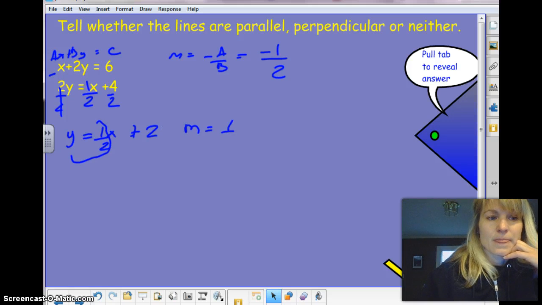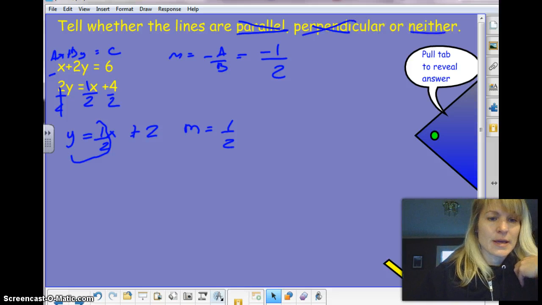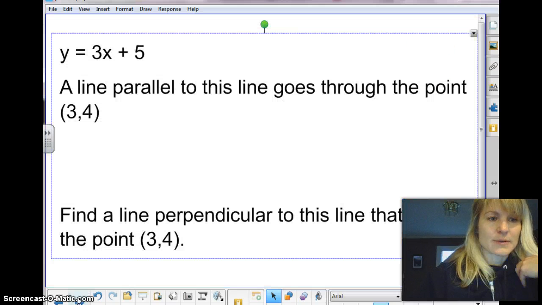So here I have a slope of a negative 1/2. Here I have a slope of a half. They're not the same, therefore they're not perpendicular or parallel. And for perpendicular, it's a negative reciprocal. So although this is negative and that one's positive, they're not flipped. So it's neither. Okay? All right, let's look at a couple more things here that you'll have to do.